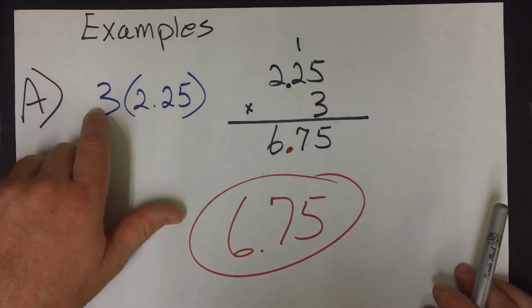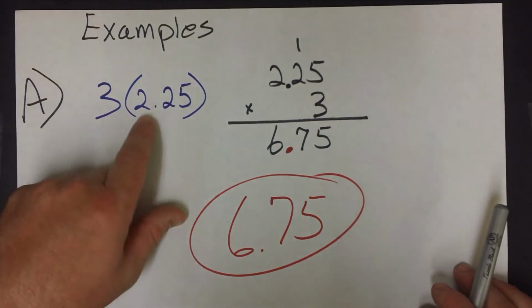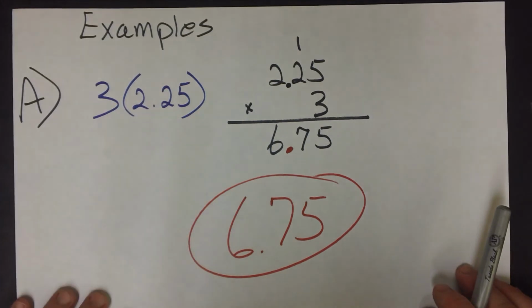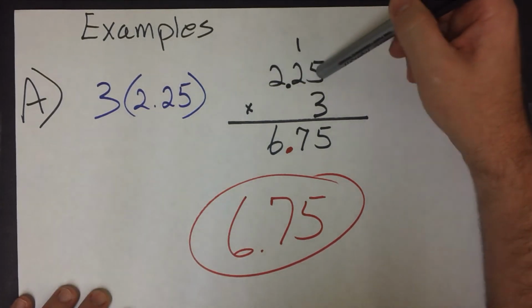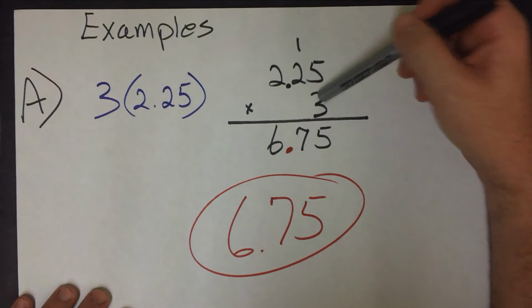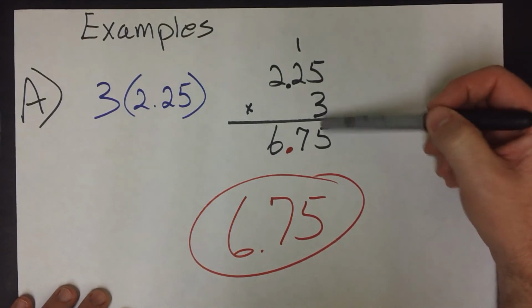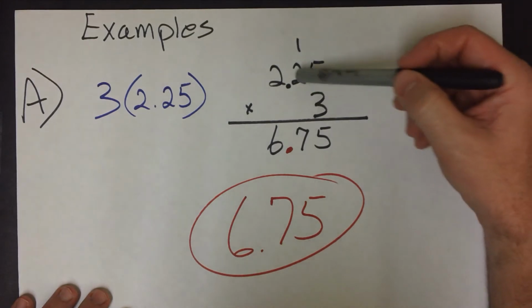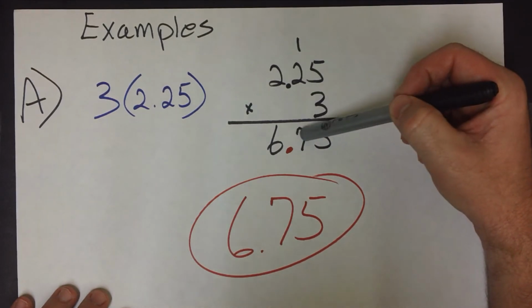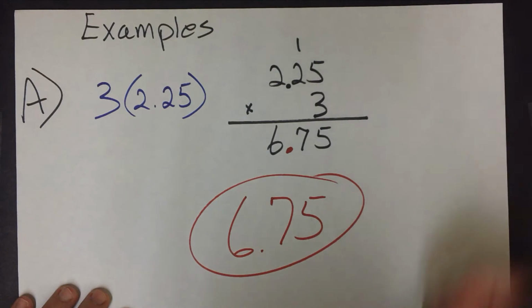Example A says 3 times 2.25, or $2.25 times 3. We're going to start by writing 2.25 at the top. Multiply that times 3. 5 times 3 is 15. Carry your 1. 3 times 2 is 6, plus 1 is 7. And then 3 times 2 is 6.